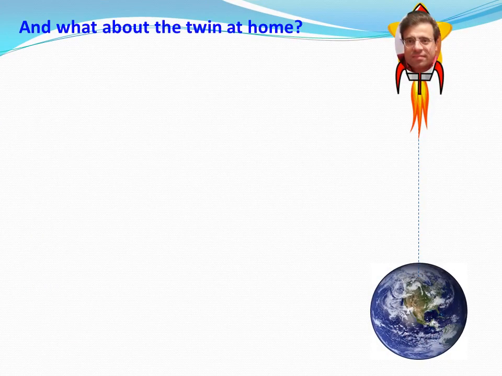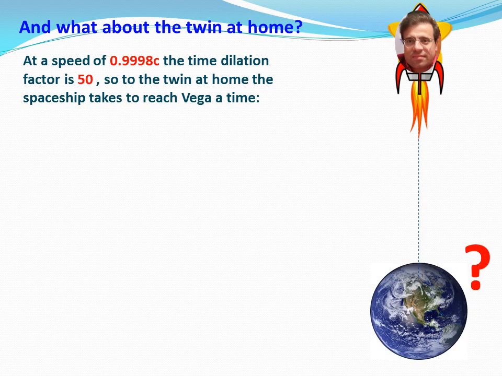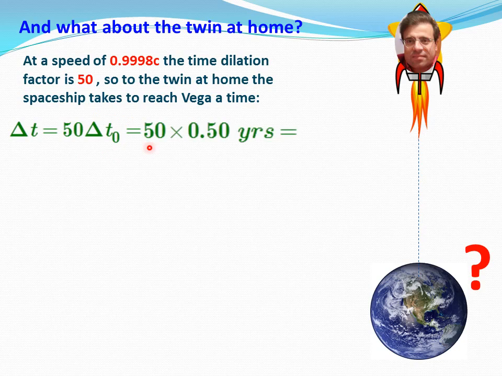And what about the twin at home? At a speed of 0.9998 c, the time dilation factor is 50. So, to the twin at home, the spaceship takes to reach Vega an interval delta t, which is 50 times longer than the proper time interval delta t0 measured by the twin on board the spaceship. 50 by 0.5 gives 25 years.